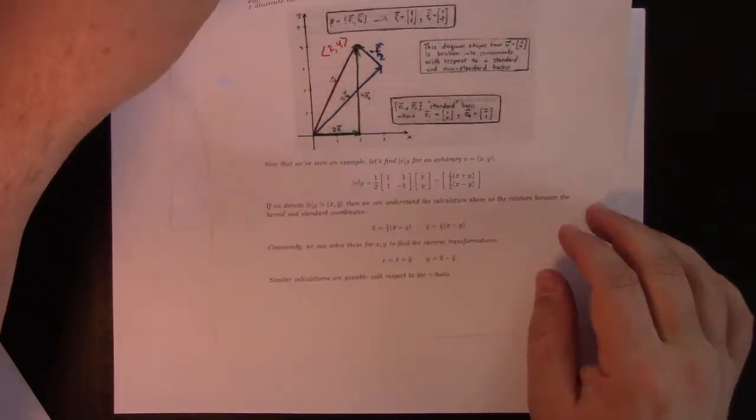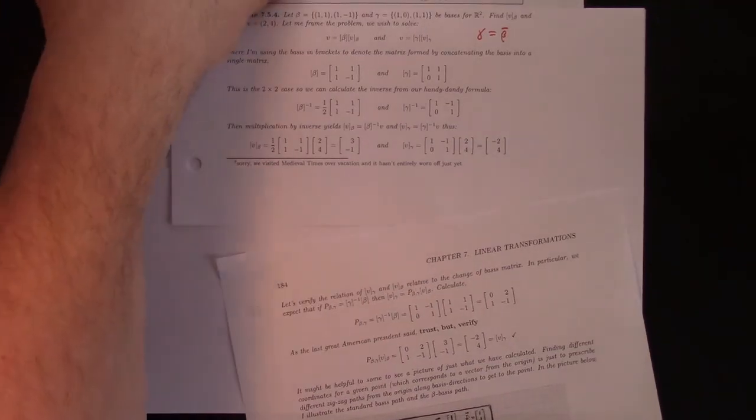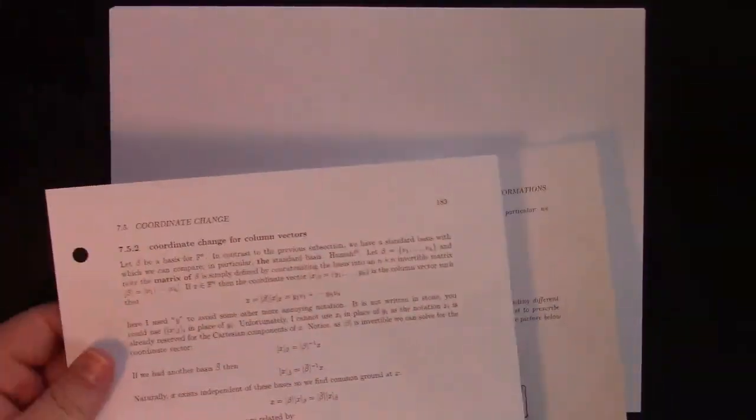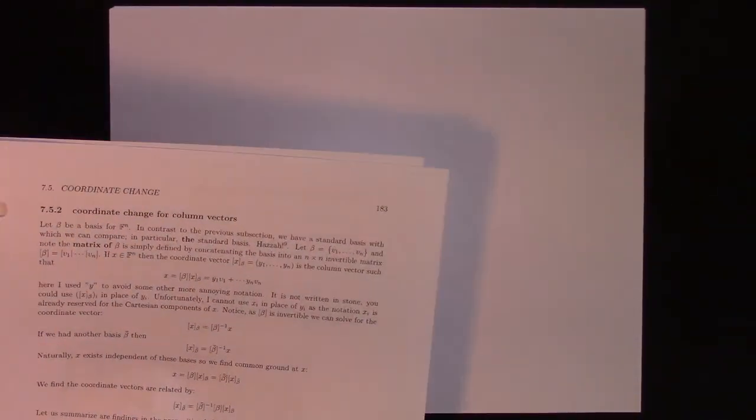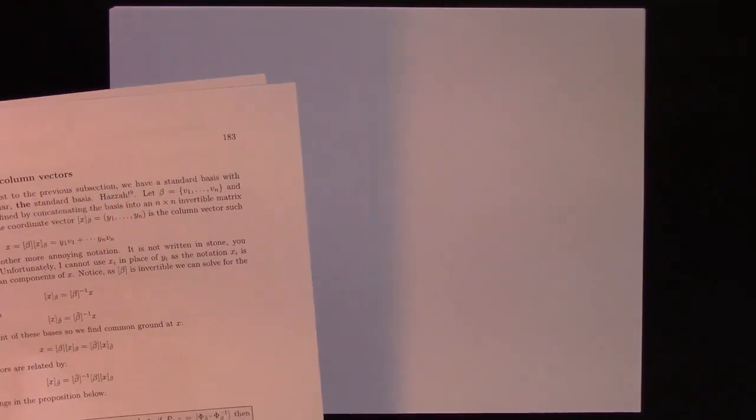All right, so that's that. I hope that gets you started on coordinate change over column vectors. I'm going to pick up again here with how to change coordinates for abstract linear transformations next, guys. Thanks.